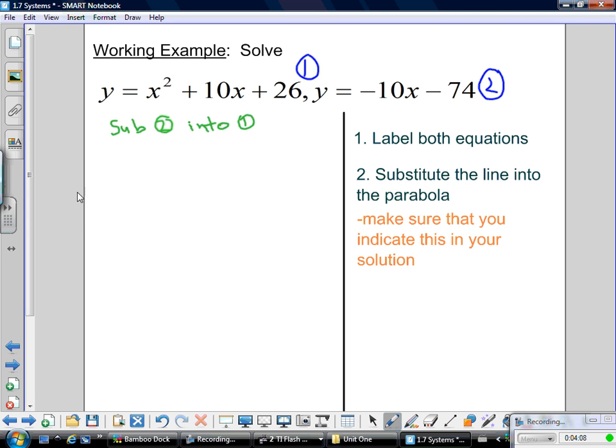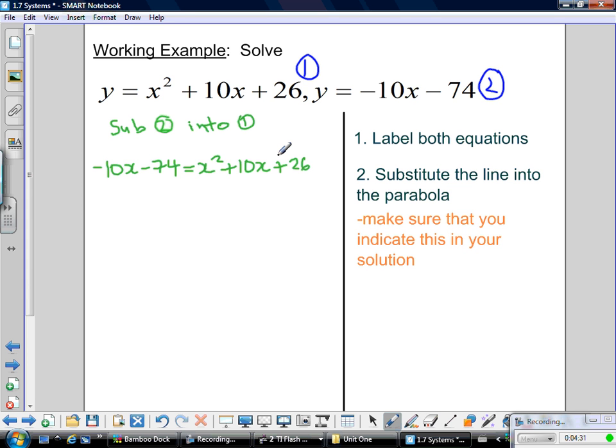And we're actually going to do that. So I have negative 10x minus 74 equals x squared plus 10x plus 26.